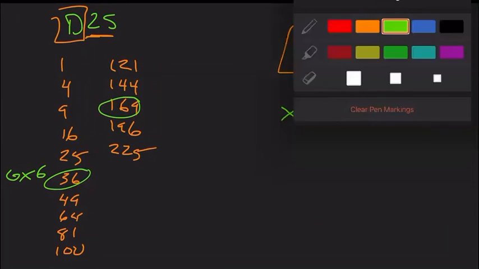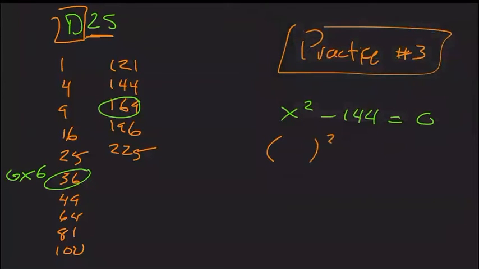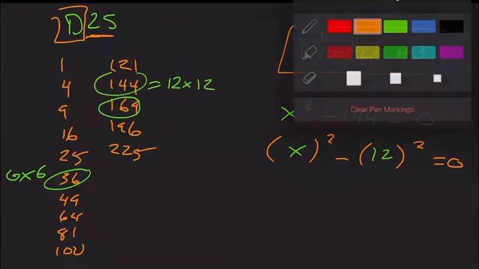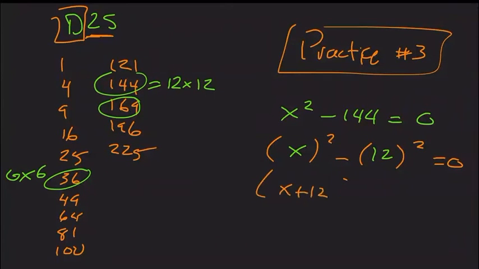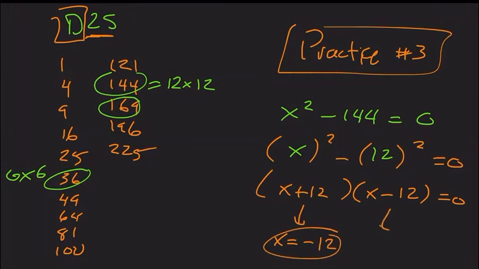All right, so we know it's going to factor to be something squared minus something squared. We know this one's going to be x. And then what's going to go in this other one? Well, we see 144 here. What is that equal to? It's 12 times 12. So here is a 12. And then it factors to become x plus 12, x minus 12. And then here, x is going to equal negative 12. Here, x is going to equal positive 12.